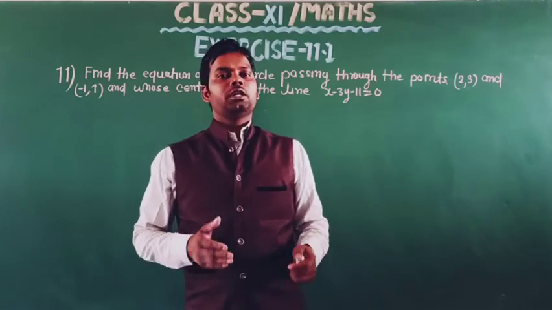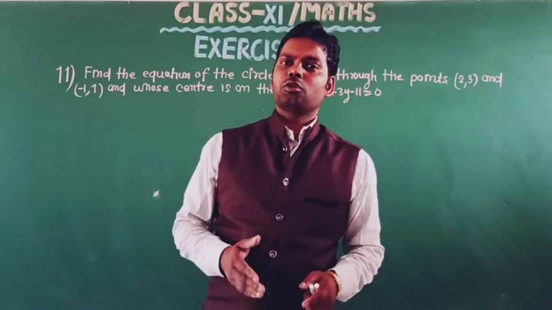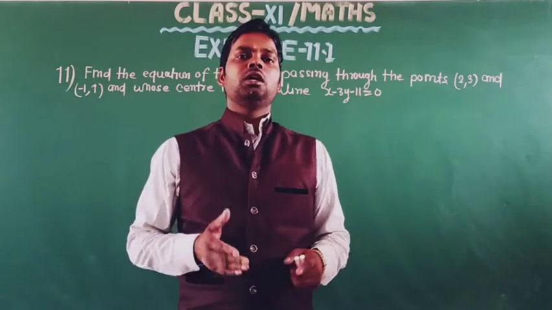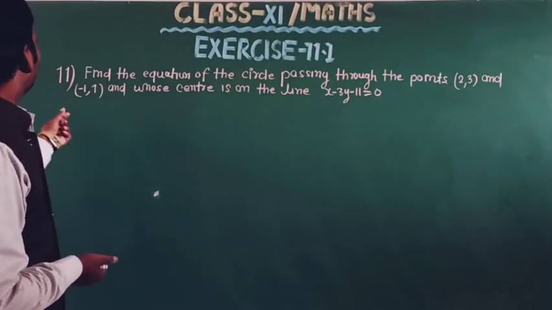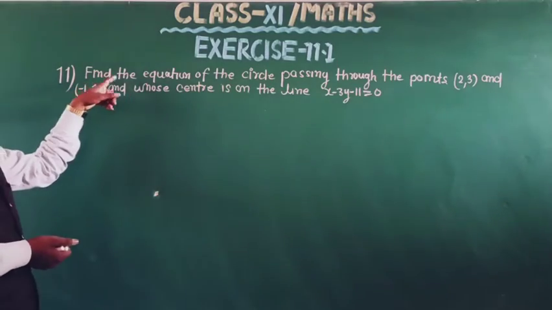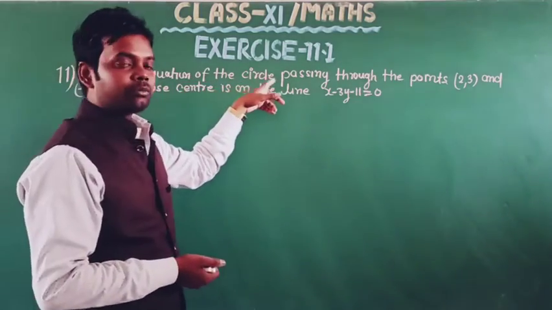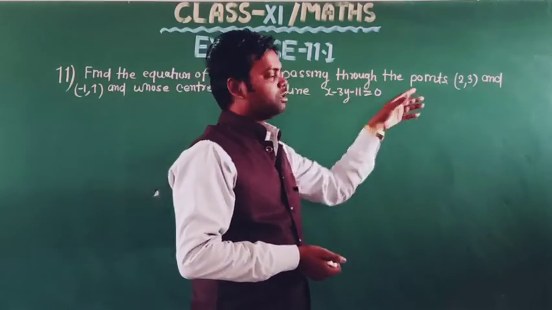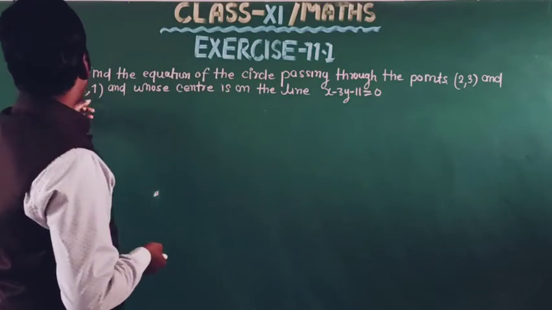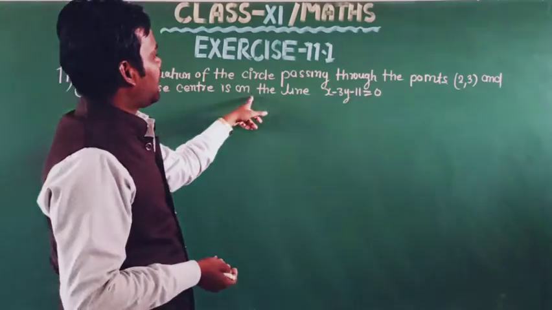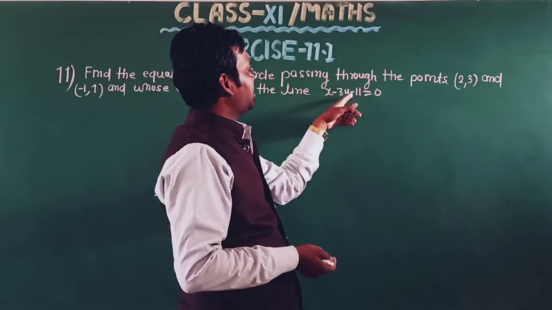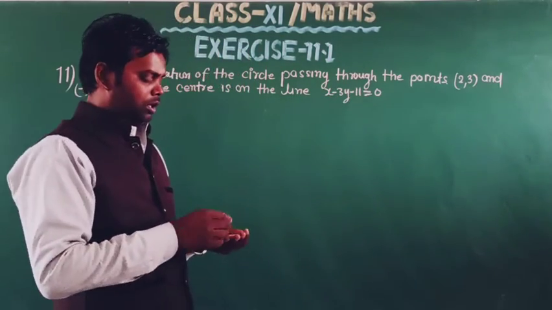Hello student, in this video I will solve question number 11 of exercise 11.1. In this question we have to find the equation of the circle passing through the points (2, 3) and (-1, 1) and whose center is on the line x minus 3y minus 11 equal to 0.